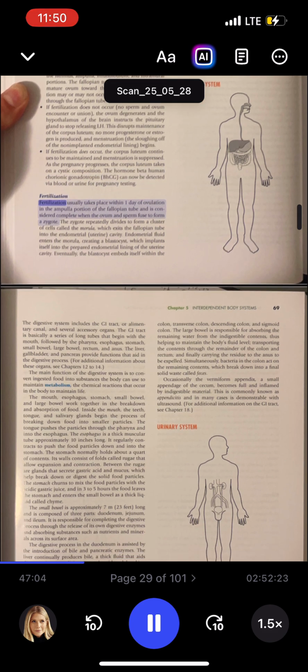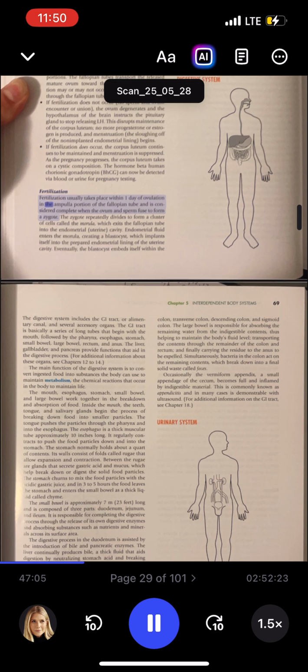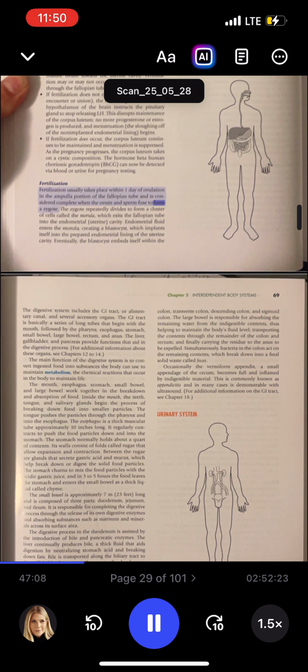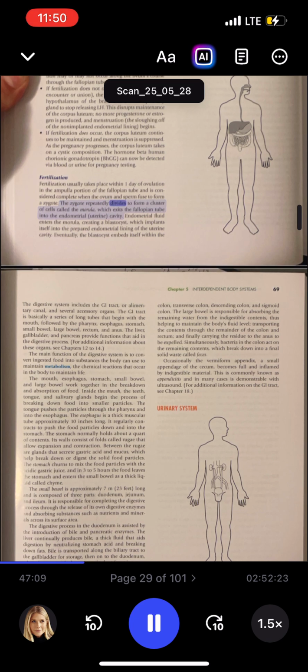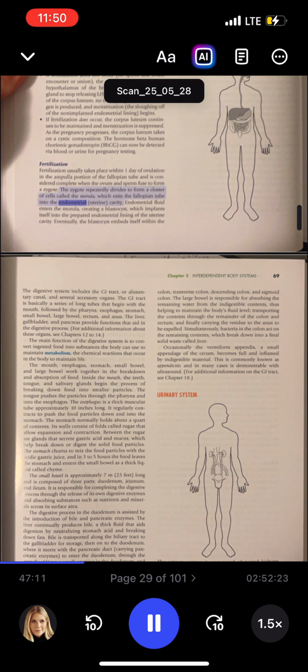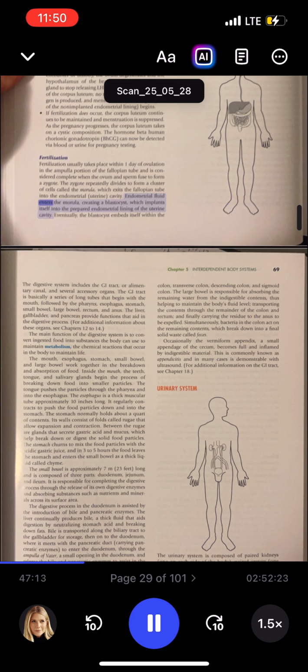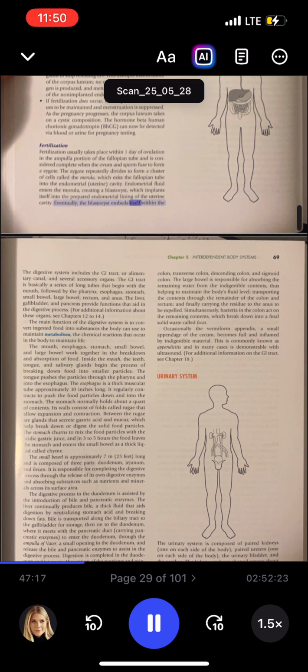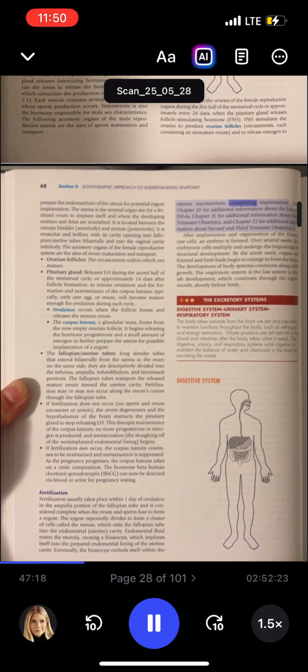Fertilization. Fertilization usually takes place within 1 day of ovulation in the ampulla portion of the fallopian tube and is considered complete when the ovum and sperm fuse to form a zygote. The zygote repeatedly divides to form a cluster of cells called the morula, which exits the fallopian tube into the endometrial uterine cavity. Endometrial fluid enters the morula, creating a blastocyst, which implants itself into the prepared endometrial lining of the uterine cavity. Eventually, the blastocyst embeds itself within the uterine myometrium, completing implantation.